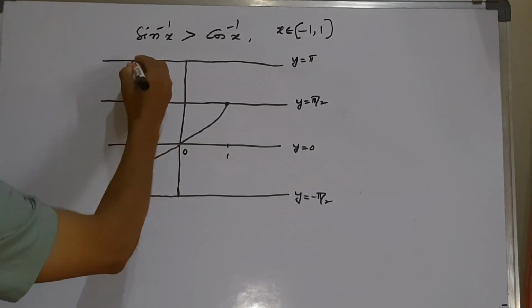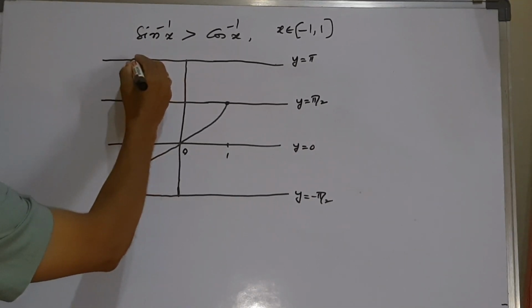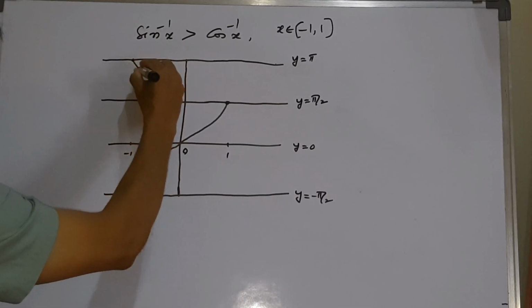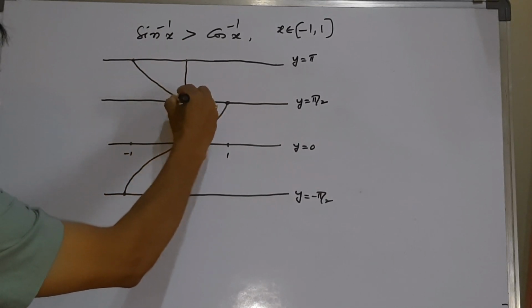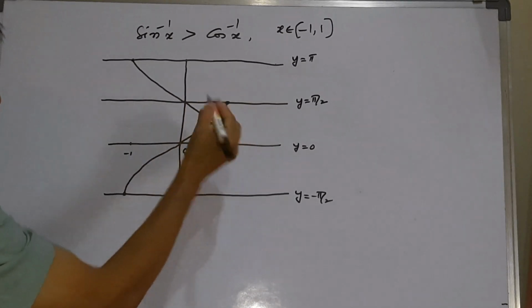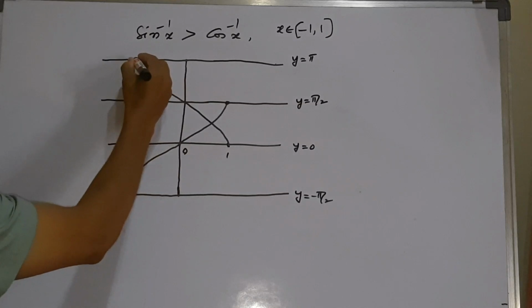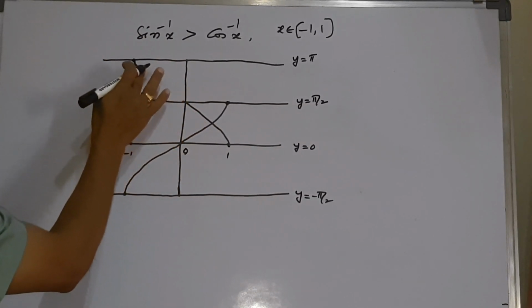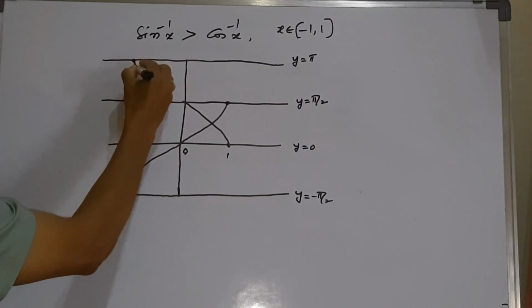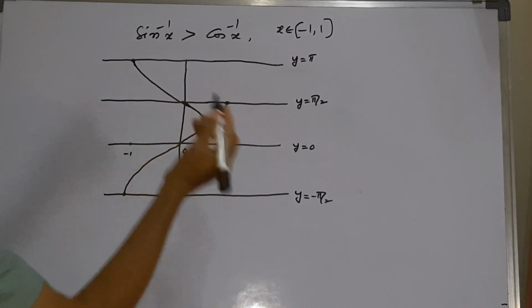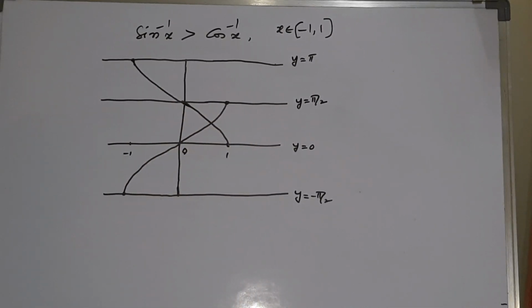At minus 1 it is pi and it is a decreasing function. So at 0 it is pi by 2 and at 1 it is 0. This is what the graph of cos inverse x looks like. Okay. Now they are intersecting at one point.